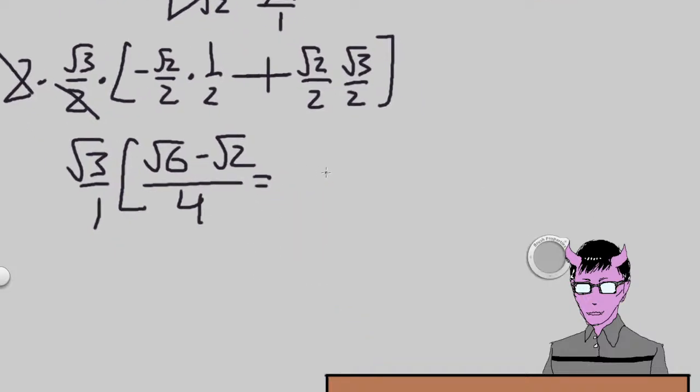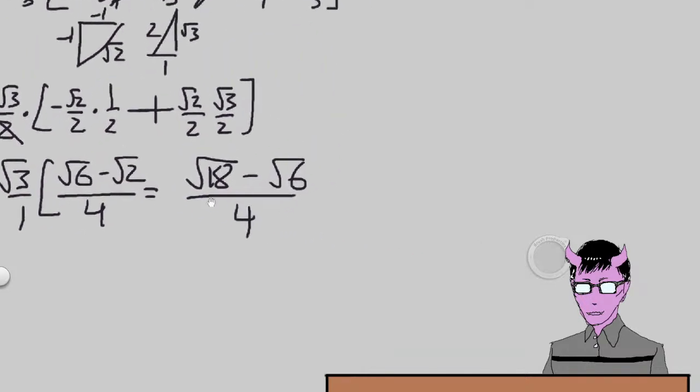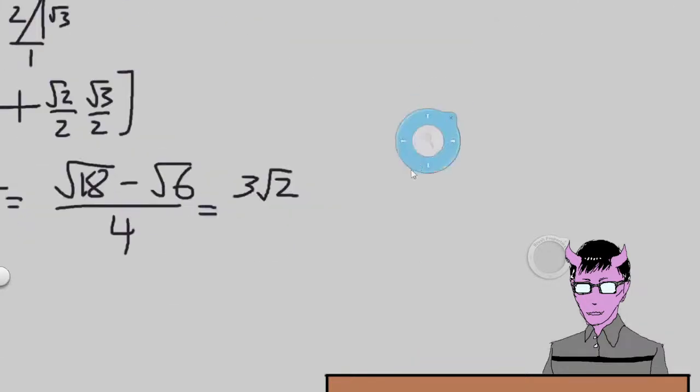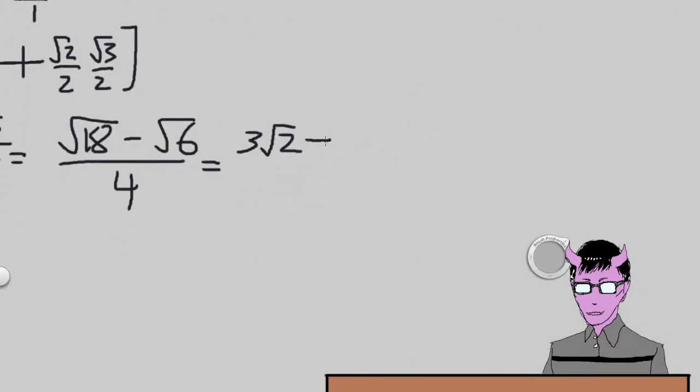And then final cleanup. Oh, that looks kind of weird. That's okay. So we have root 18 minus root 6 all over 4. This one is simplifiable. We can yank out a, what is that, 9 times 2? Square root of 9 is 3. So 3 with a remainder of 2 in the radical. Whoops. And minus root 6 all over 4.